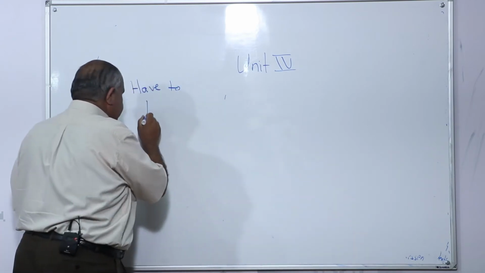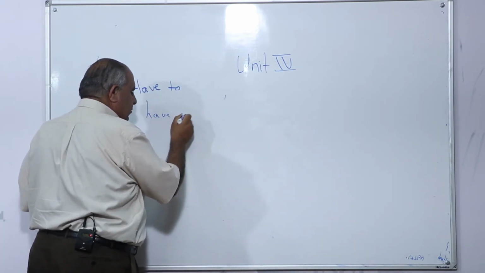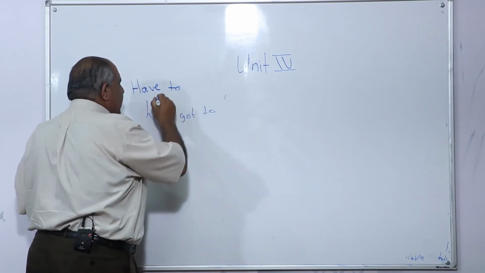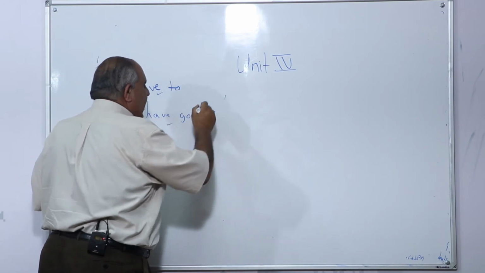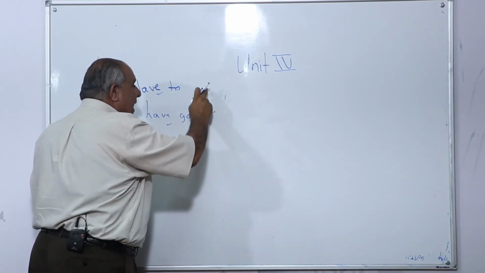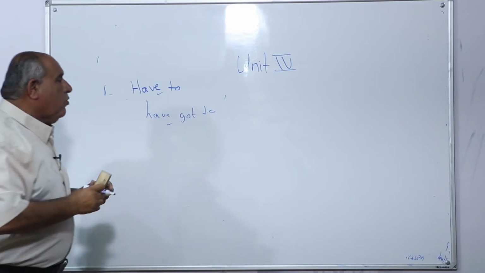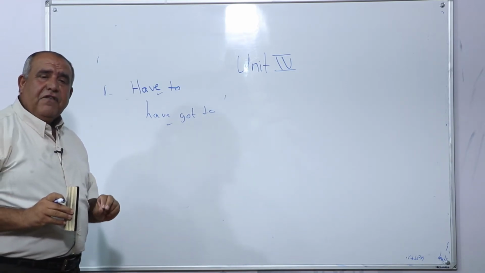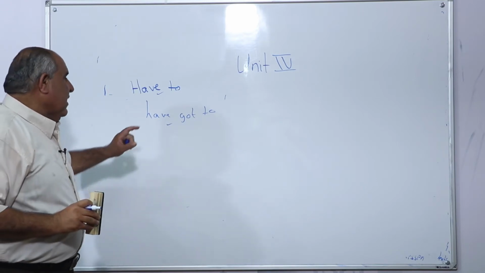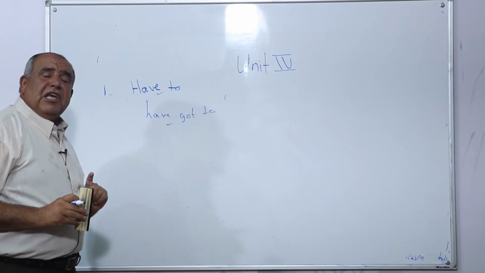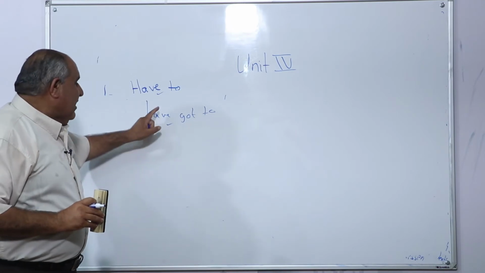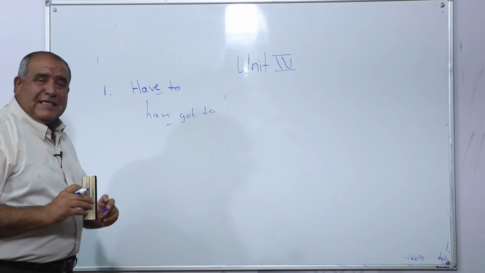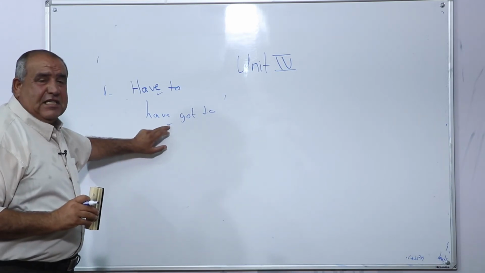Have got to. Now, you must have in mind that have to and have got to, has to and has got to, had to and had got to, are all related in meaning. They are the same in meaning. They are different only in one thing: have to is common in all varieties of English, but have got to is common in British English. So this is specific to British English speakers.